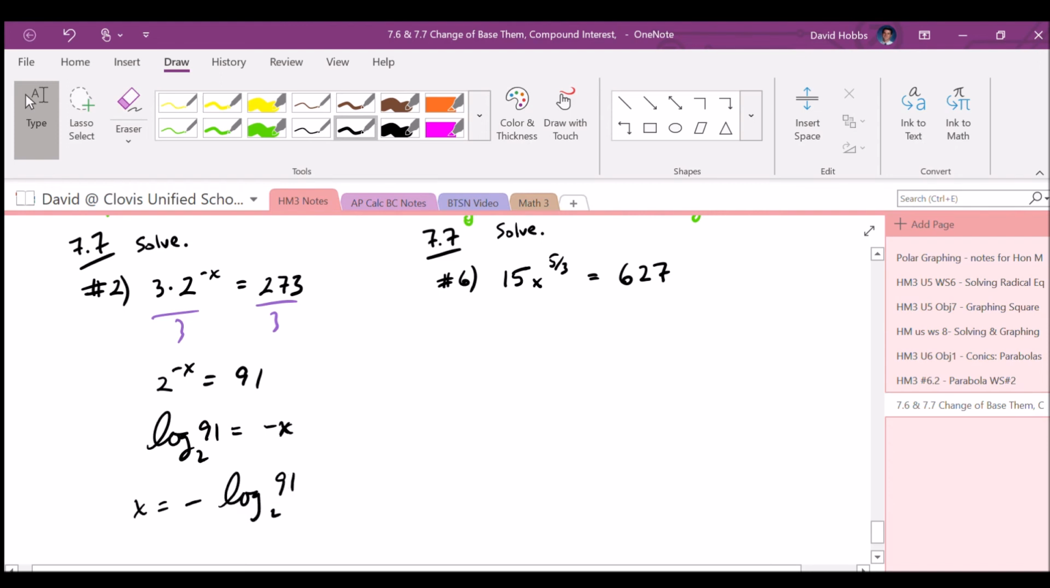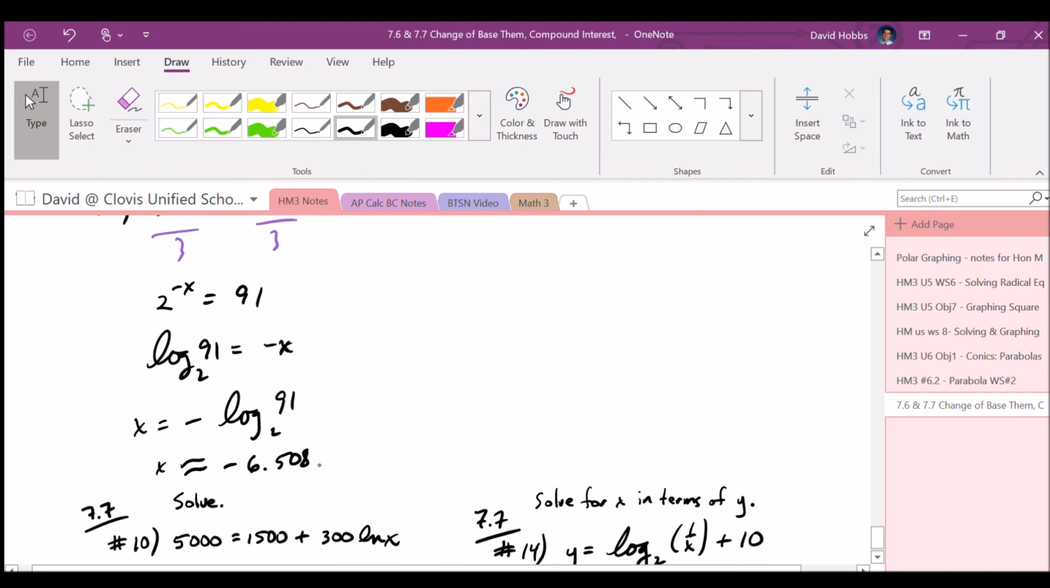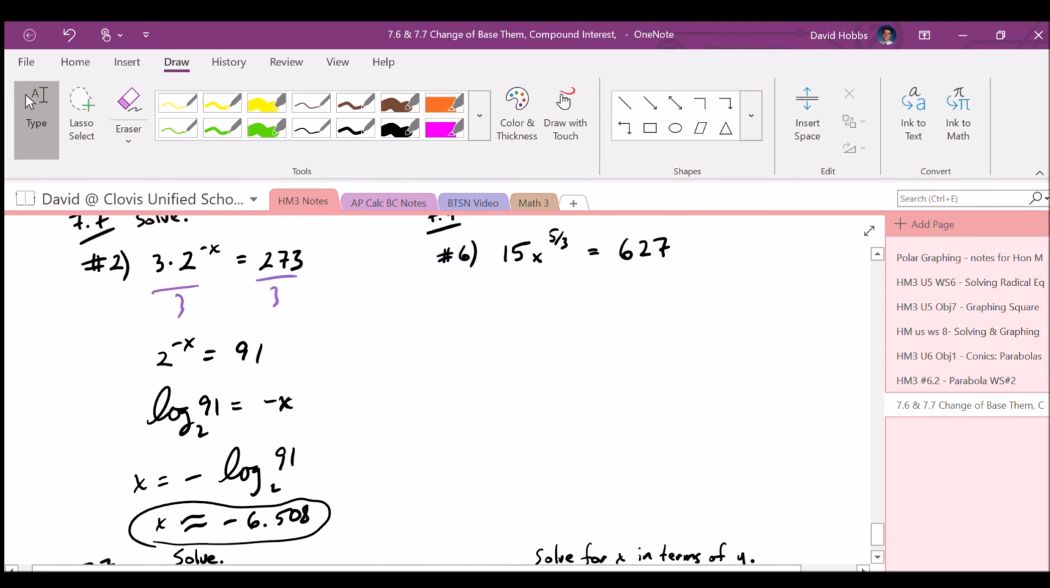And you know how to plug that into your scientific calculator. So I do log 91 base 10 divided by log 2 base 10, and then make it negative. And so if we do that, and plug it into the scientific calculator, you get x is approximately negative 6.508. So practice that in your scientific calculator.